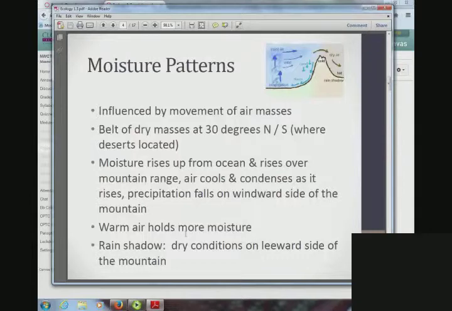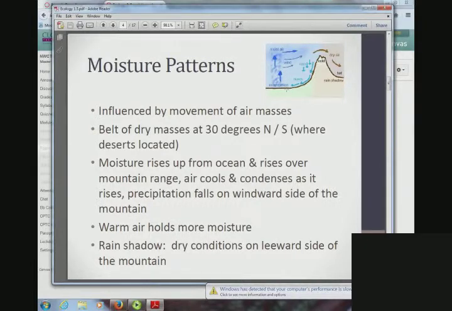With the moisture patterns, these are going to be influenced by movement of air masses. There is a belt of dry air masses at about 30 degrees north and south, and consequently that is where you find the deserts located. Having that drier mass there will oftentimes make that area warmer than directly by the equator. The moisture is going to rise up from the ocean and it will rise over the mountain ranges. As the air rises, it will cool and it will condense. And then eventually precipitation will fall down on the windward side of the mountain.